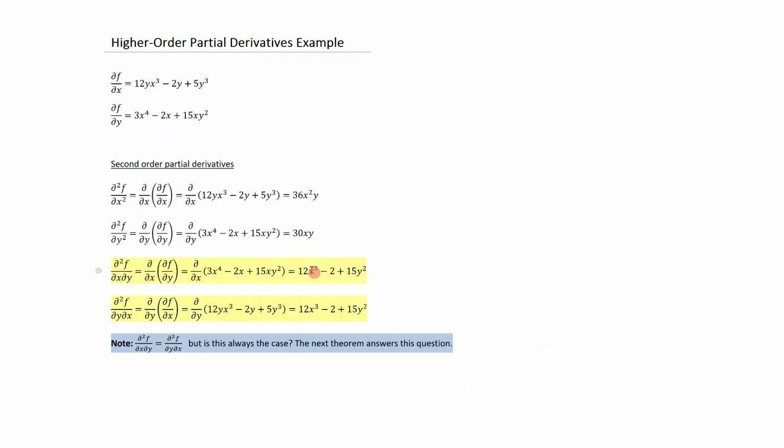And lo and behold, these two are exactly equal to each other. In other words, the ordering doesn't matter. You end up with the same result. But that begs the question, is it always the case? Well, the next theorem will answer this question.